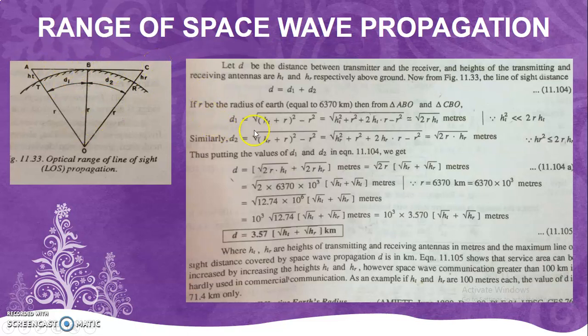If r be the radius of the Earth, we know the value of the radius of Earth is nearly 6,000 kilometers, exactly 6,370 kilometers. Then from the triangles ABO and CBO, how can we find d1? d1 is equal to root of (ht plus r) whole square minus r square. Why? We consider this as a right triangle, and d1 is the root of (ht plus r) whole square minus r square. Similarly, you can find d2 also.